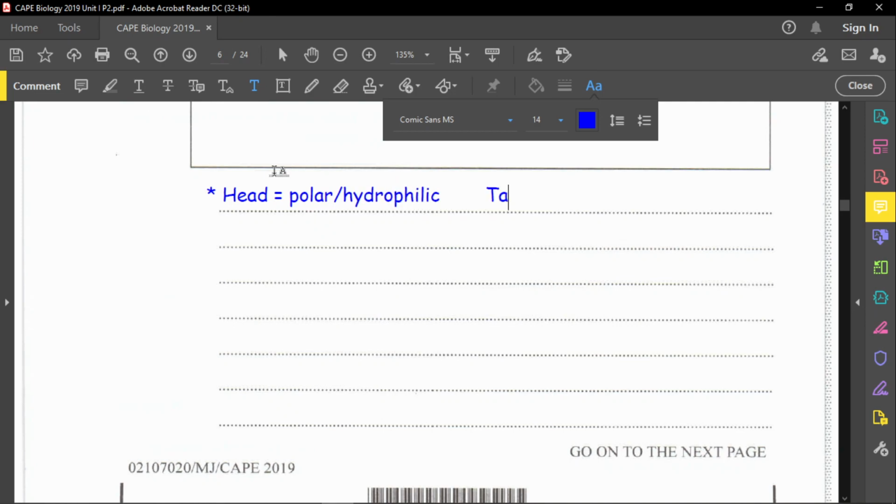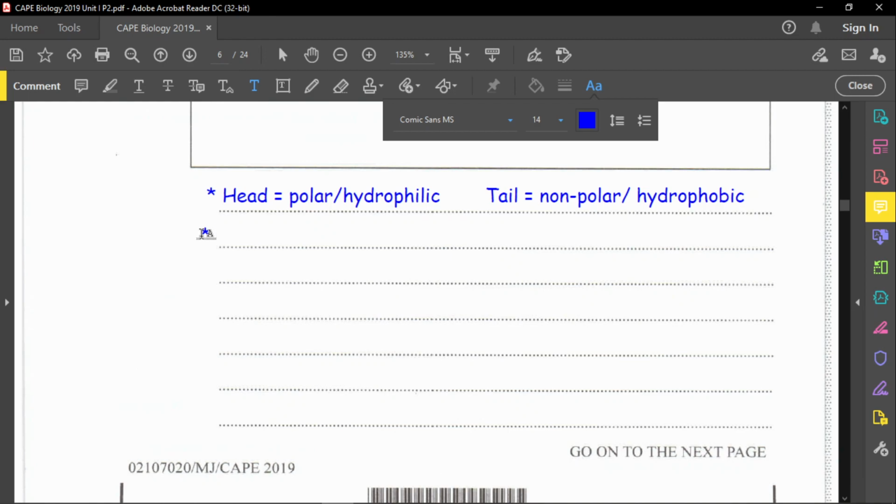And then the tail now, the tail is non-polar. And because it's non-polar, then it's going to be hydrophobic. So just to make a note of that as well. Because it is non-polar, it's hydrophobic. I'm just going to give you in points, so at least when you're writing and going through the exam, you know what to do.